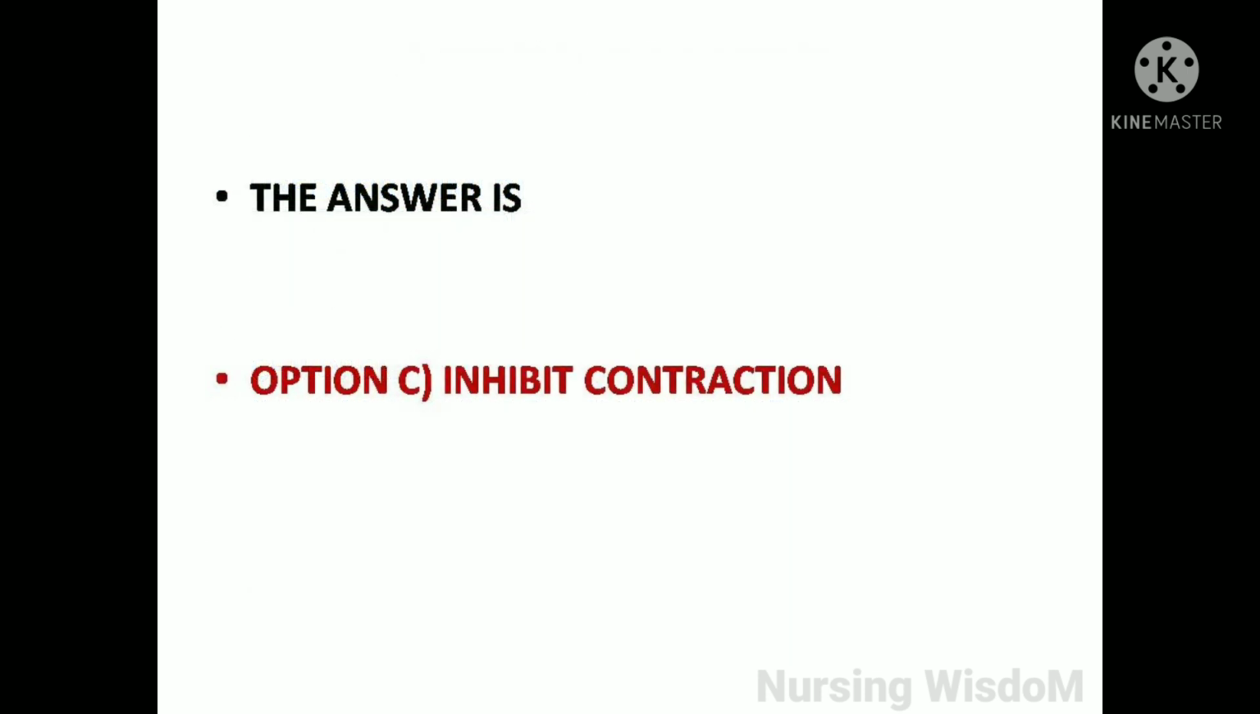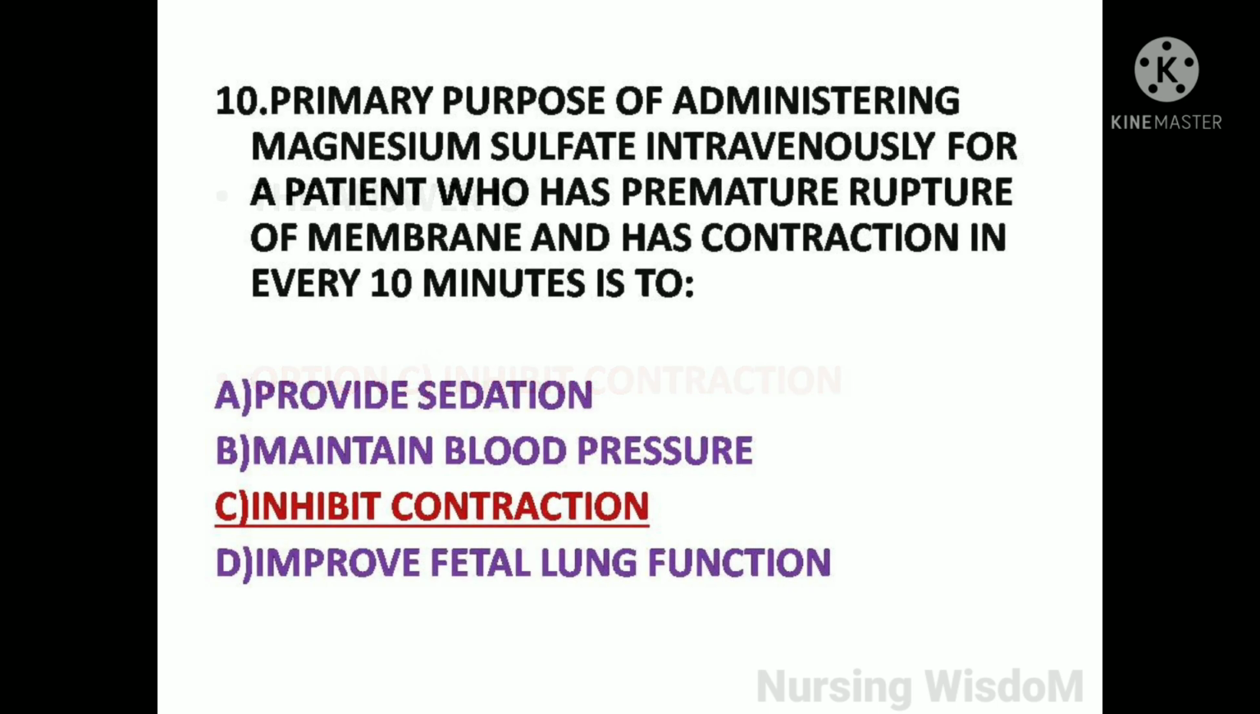So the answer is option C, inhibit contraction. Primary purpose of administering magnesium sulfate intravenously for a patient who has premature rupture of membrane and has contraction every 10 minutes is to inhibit contraction.